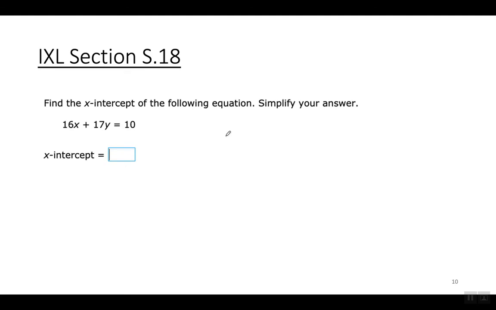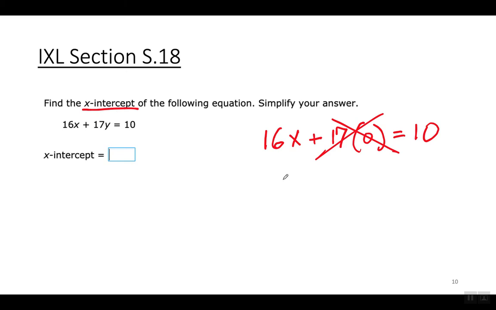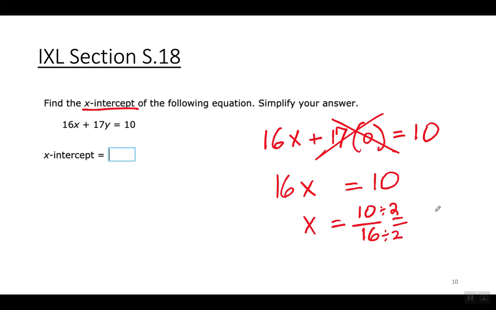All right, so on this one, find the x-intercept. So if I'm looking for the x-intercept, that means I got to make y equal to 0. And on this one, I'm going to have to simplify fractions. All right, so this part cancels out because 0 times anything is 0. So now I got 16x equals 10. So x equals 10 over 16. I'm going to leave it as a fraction, and I'm going to simplify that fraction by dividing the top and the bottom by 2. So my final answer is going to be x equals 5/8, my simplified answer, okay?